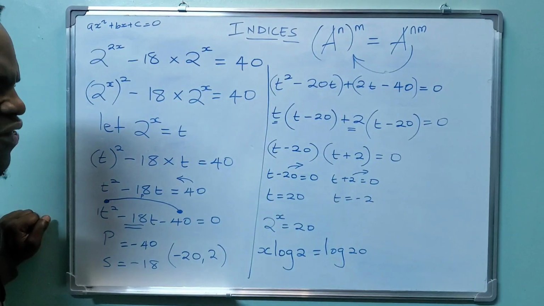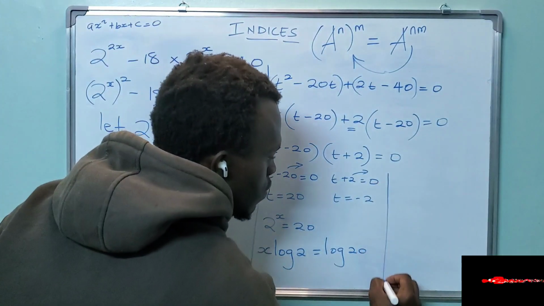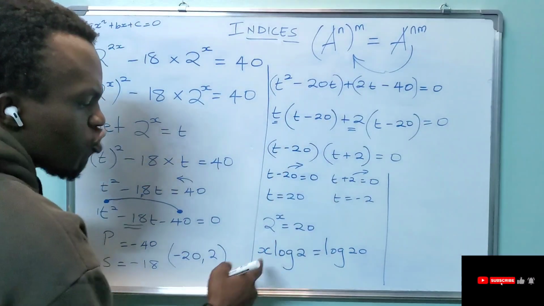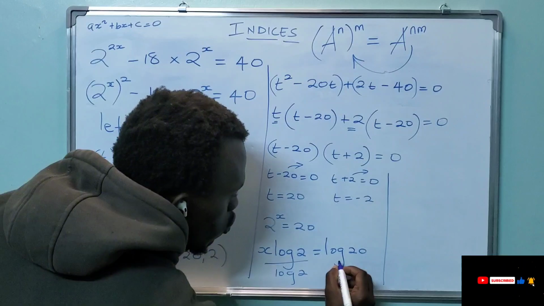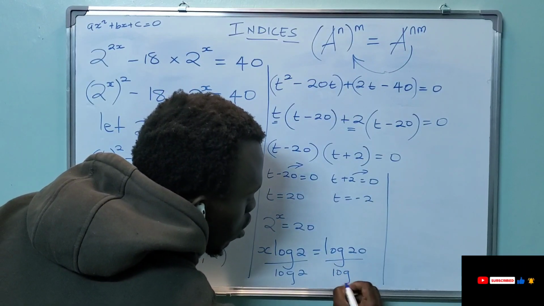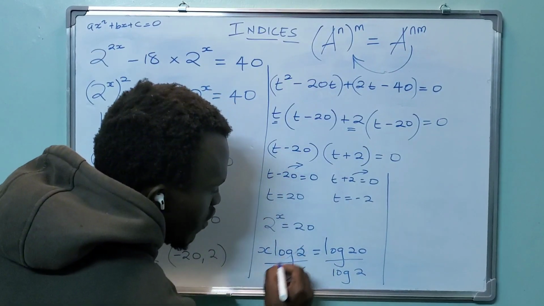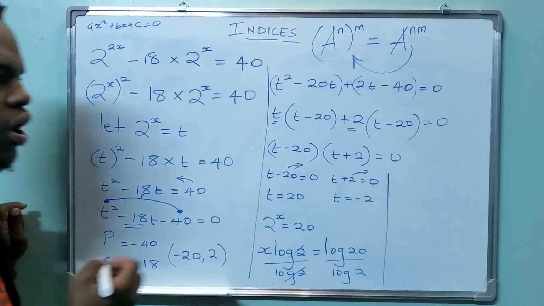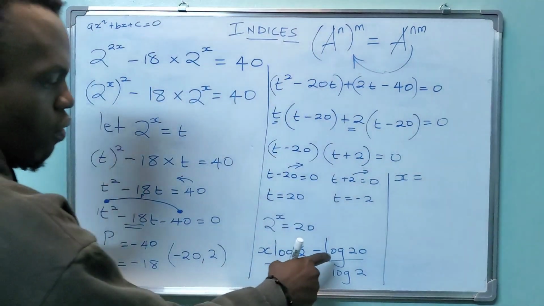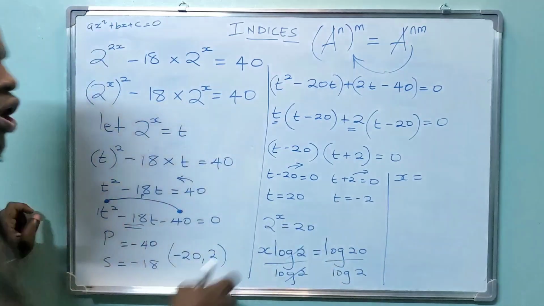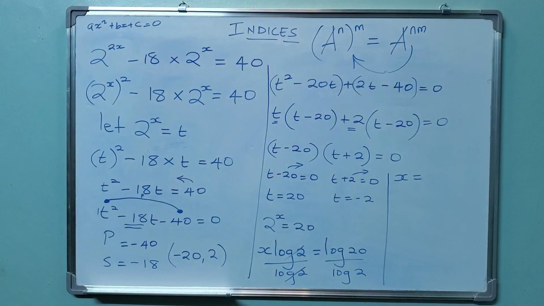So it means that in this case here, if I want to get the value of x, I'm going to divide there by log 2. This log 2 and this log 2 are common, so they are going to cancel. I'm going to remain with x equals what? Now, log 20 divided by log 2. Don't cancel the log. Kindly, don't cancel the log. If you cancel the log, you ruin everything. We don't cancel the log.